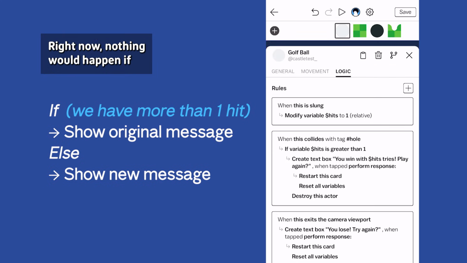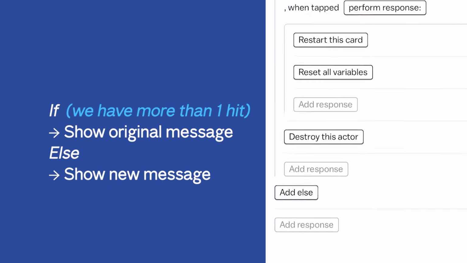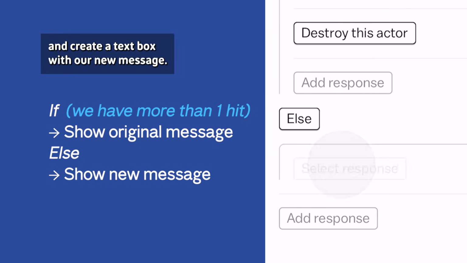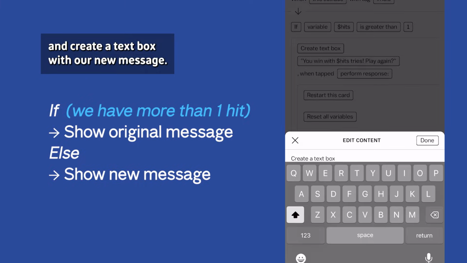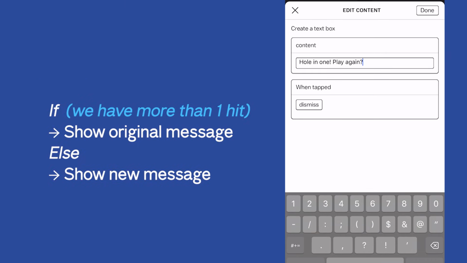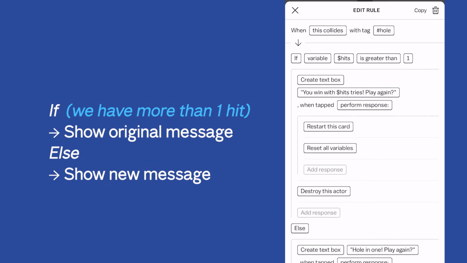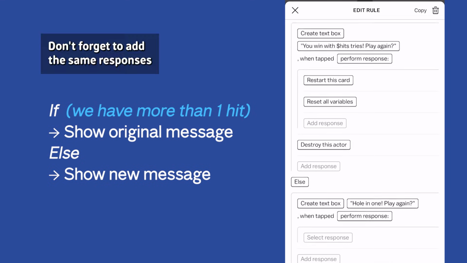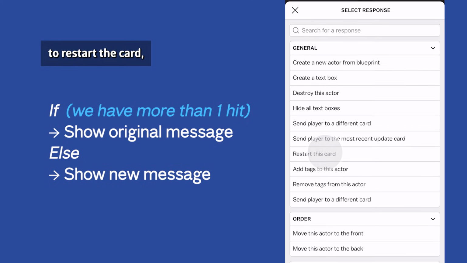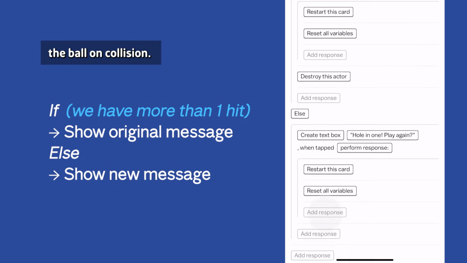Right now, nothing would happen if we only have one hit because we haven't added the else part of the condition yet. Let's tap on Add Else and create a text box with our new message. Don't forget to add the same responses to restart the card, reset variables, and destroy the ball on collision.